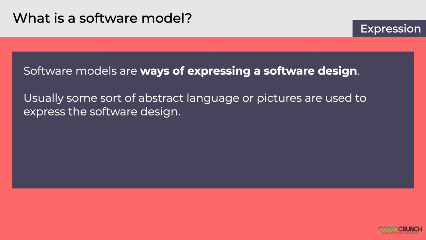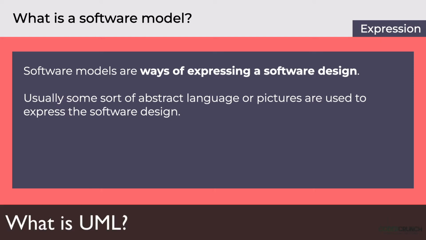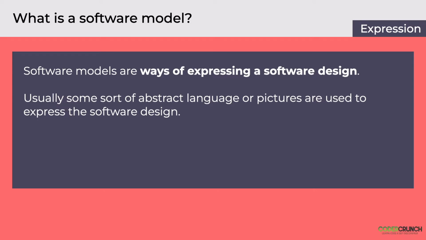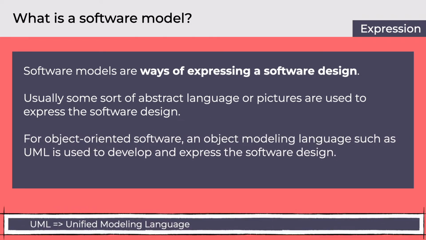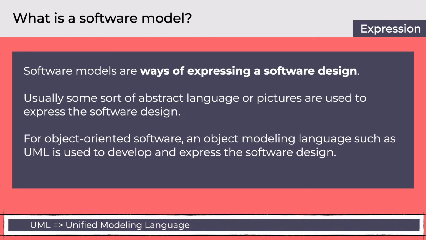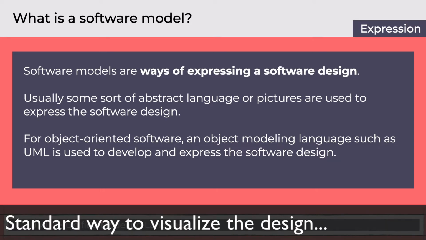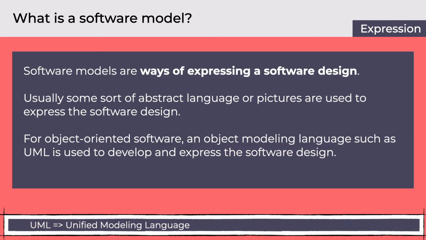So that brings us to our next question. What is UML? For object-oriented software, an object modeling language such as UML is used to develop and express software design. The Unified Modeling Language is a general-purpose developmental modeling language in the field of software engineering that is intended to provide a standard way to visualize the design for a given system. We will use UML as a way to describe various models.